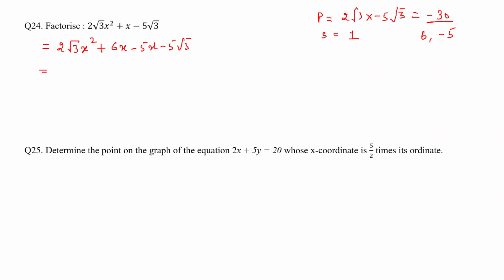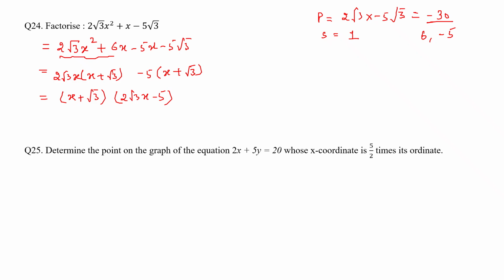Now the confusion starts, what we have to take common. So we can start from the end. If I take minus 5 common, it will be x plus root 3. Here also you first write x plus root 3 and then you think what you will multiply in this such that you will get this part. So first if I multiply 2 root 3x, I will get 2 root 3x square, and 2 root 3x into root 3 will give me 6x. So now I can take x plus root 3 common, and the other factor will be 2 root 3x minus 5.